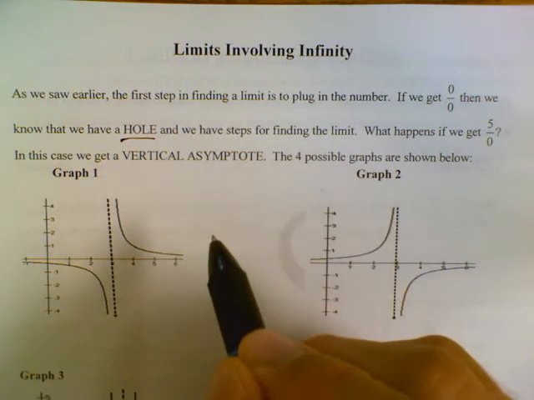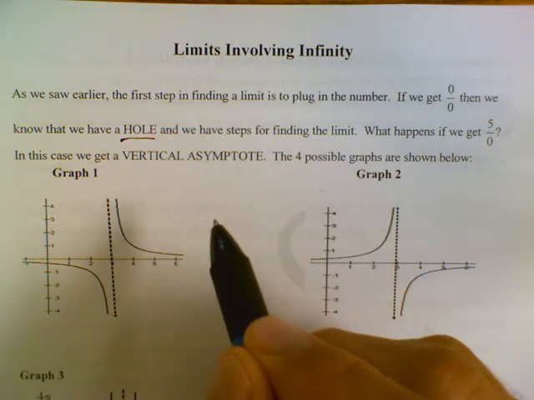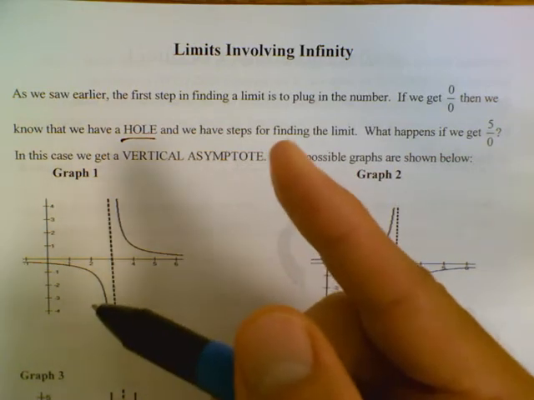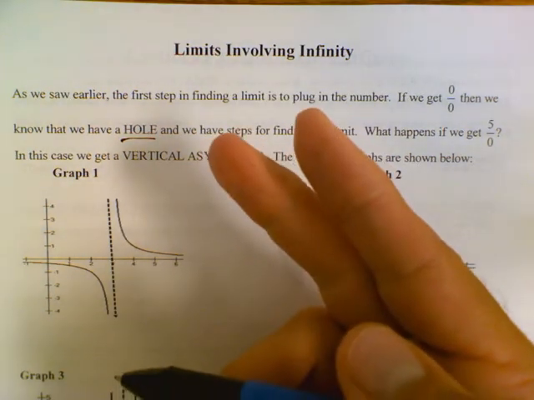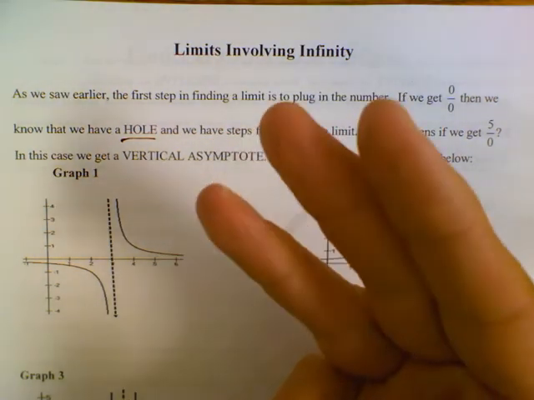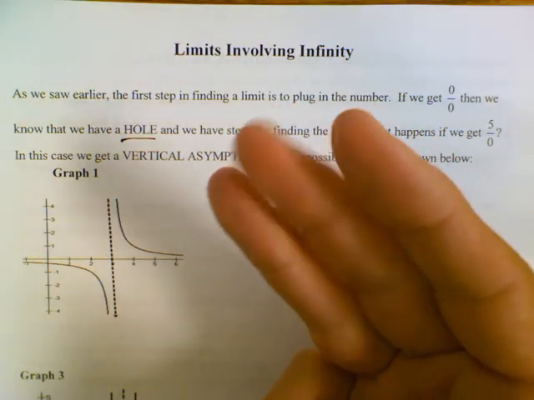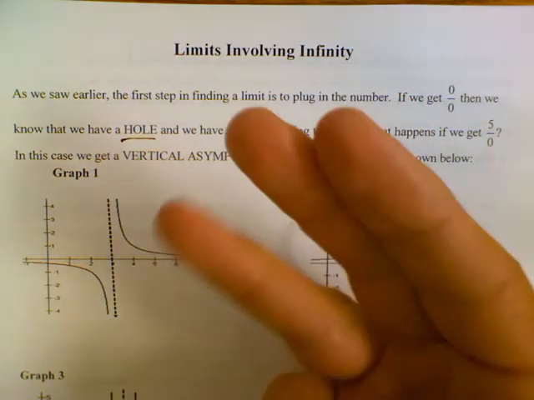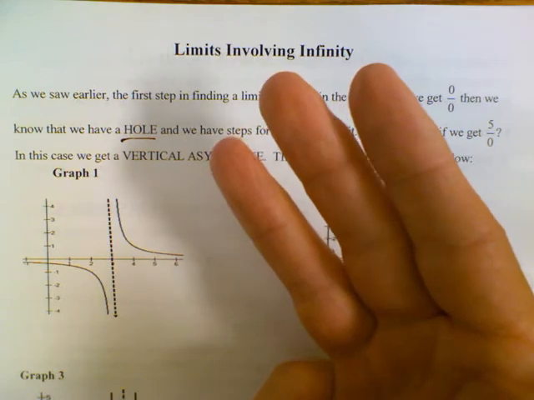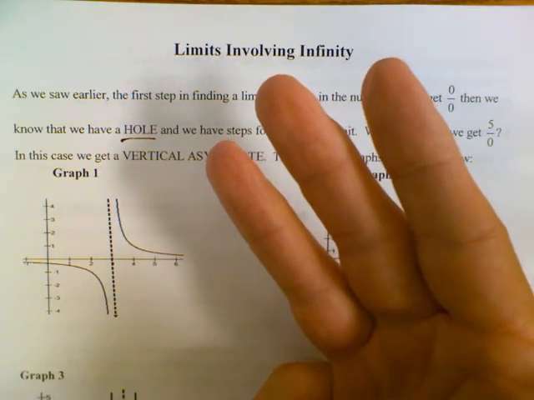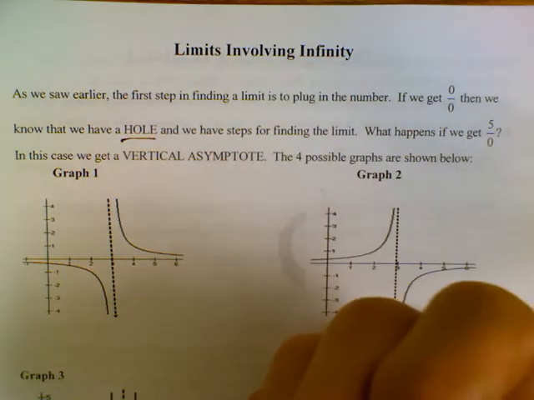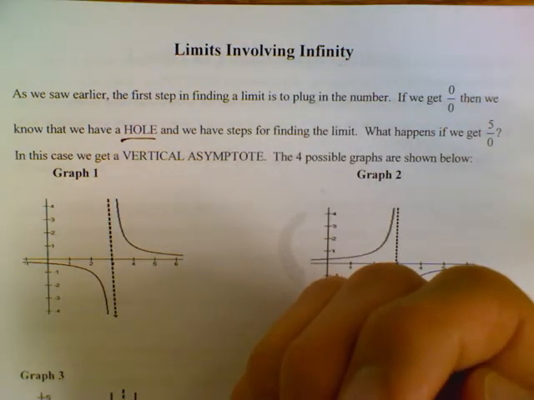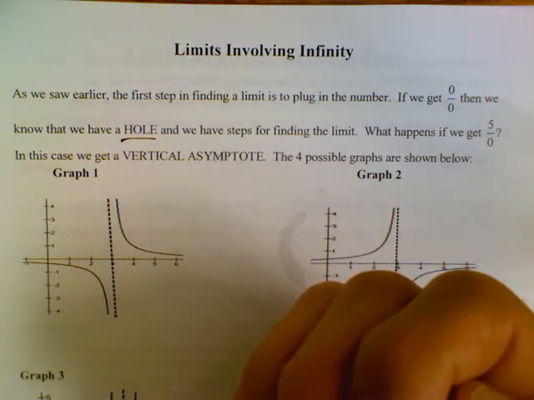Those steps were described in a previous video, but they were: factor, rationalize. You might have to use conjugate pairs when you're rationalizing. Complex fractions, you might have to find common denominators and add like terms and things like that. And with piecewise functions, we talked about looking at the left-hand limit and the right-hand limit.